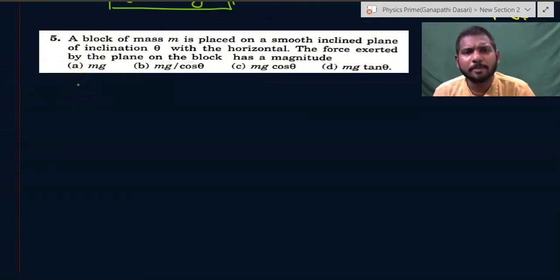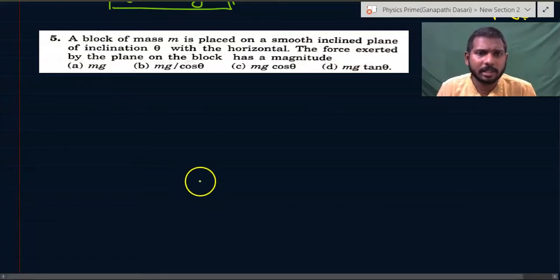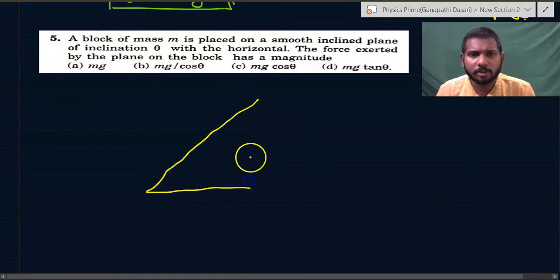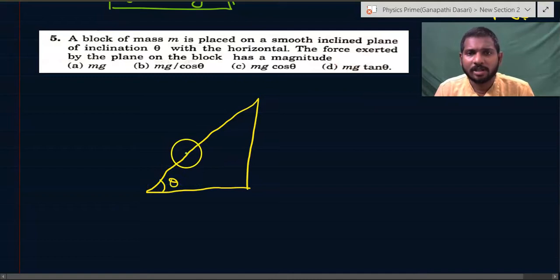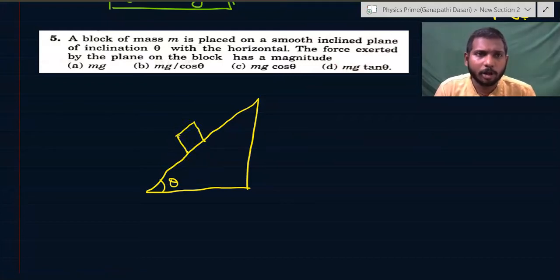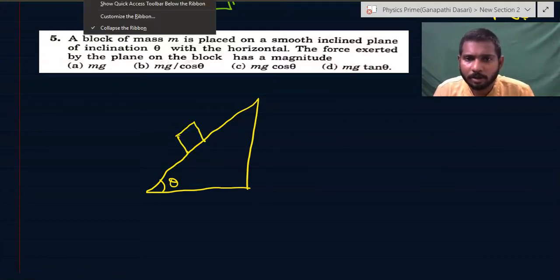A block of mass m is placed on a smooth inclined plane of inclination theta with the horizontal. The force exerted by the plane on the block has a magnitude? Whenever this kind of question comes, try to draw the free body diagram. You will be able to solve these questions very easily. There is a smooth inclined plane of inclination theta with the horizontal, and there is a block here. Try to draw the free body diagram on the block.